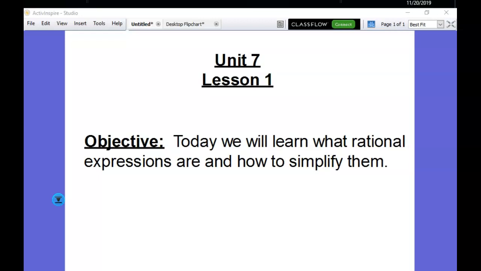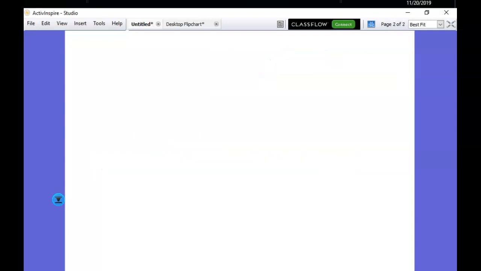All right, so we're moving into a new unit. This one's all about rational expressions. Okay, so we're going to learn what those are, and then we're going to learn how to simplify them.